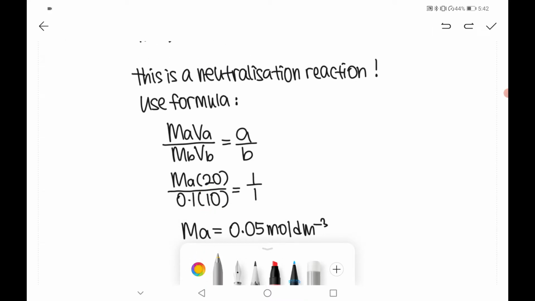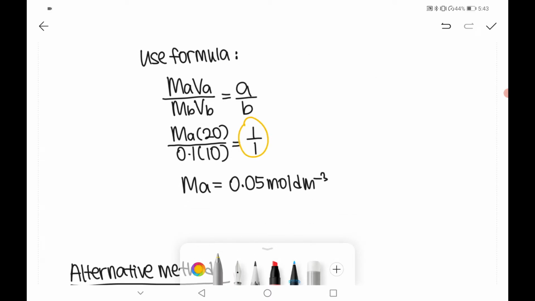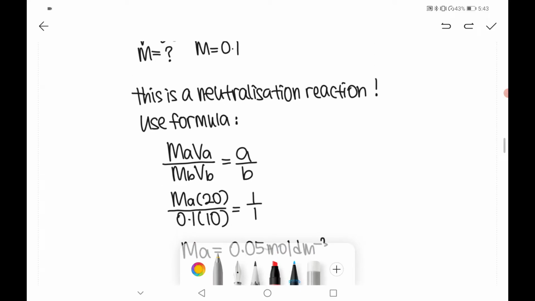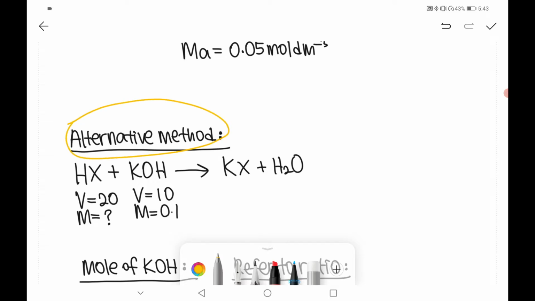Lastly, a over b, this is the ratio. To get the ratio, you must refer to the chemical equation. This is the chemical equation. The ratio of acid is 1. The ratio of alkali is 1. So the ratio is 1 to 1. So we do the calculation for the Ma. The final answer is 0.05. Make sure you put a proper unit. M is molarity. The final unit for molarity is mole per dm cube. That is what you need to know. If you don't want to use the formula MaVa over MbVb equal to a over b, you can also do the alternative method, like just now.